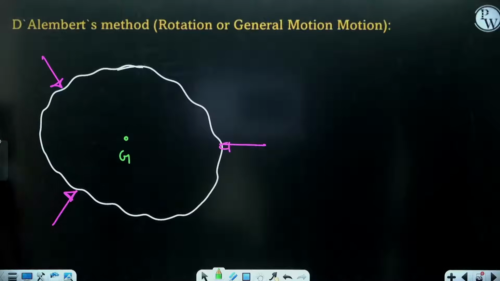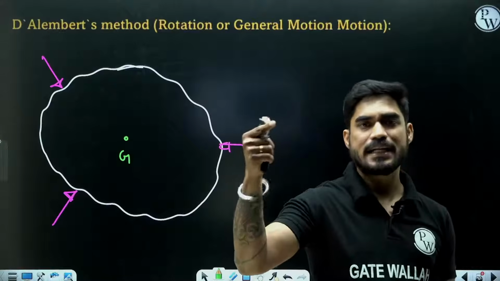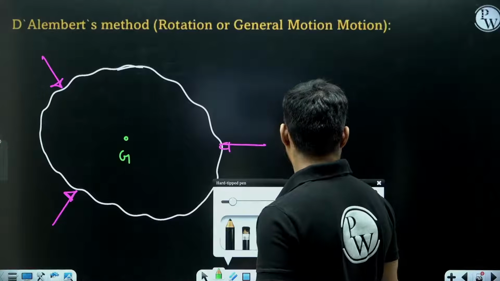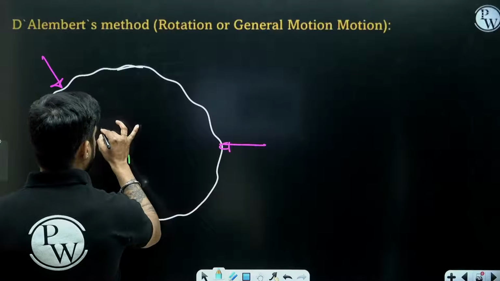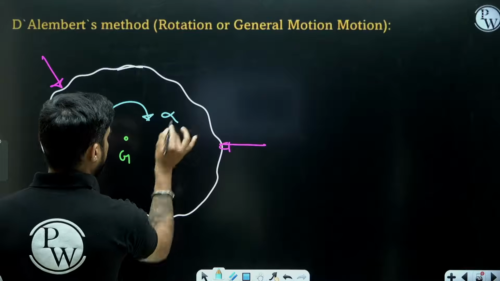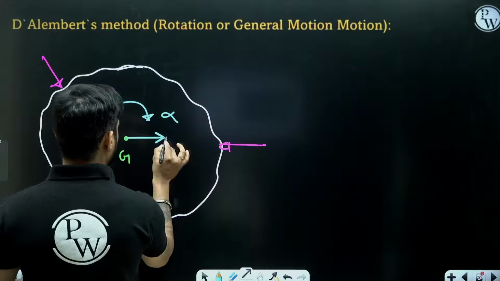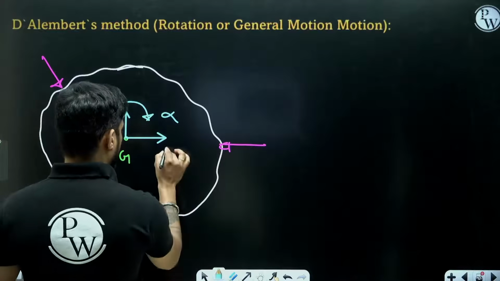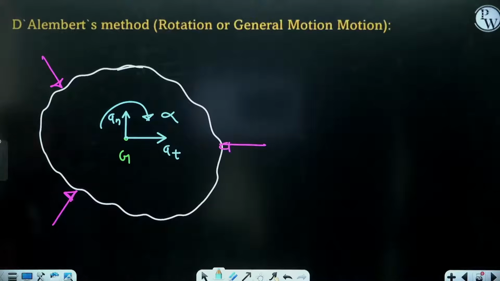First of all, you will have to know the direction of alpha, AT and AN. Right now, let's assume their directions. Let's say the direction of alpha is like this. Let's say the direction of AT is this and direction of AN is this. It will depend upon the question. Okay, you can find the direction of alpha, AT and AN.